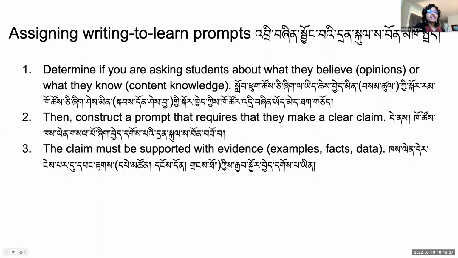Okay, so here are some strategies to help you assign writing to learn prompts. One thing is to determine if your students... ask your students about what they believe, such as their opinions, or what they know, their content knowledge about a topic.